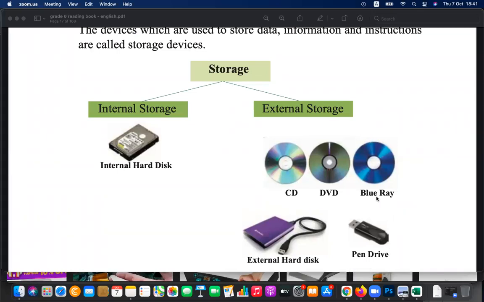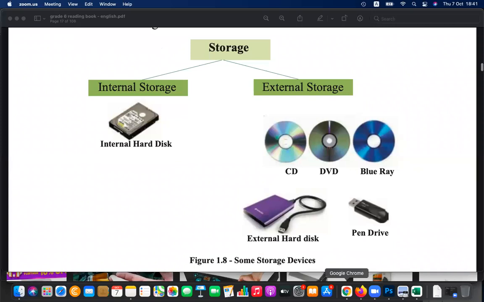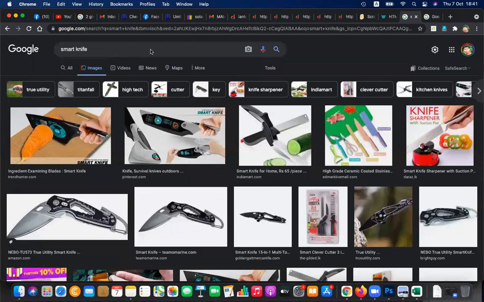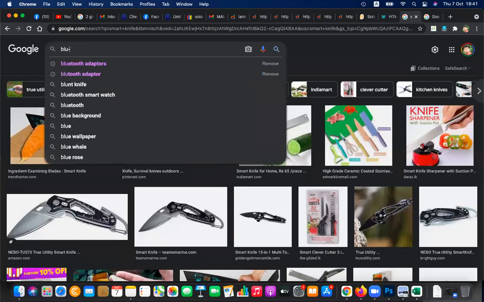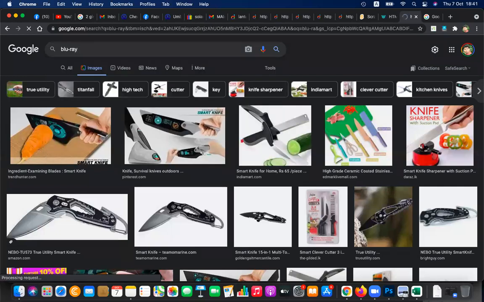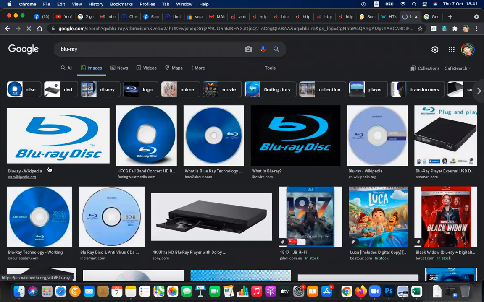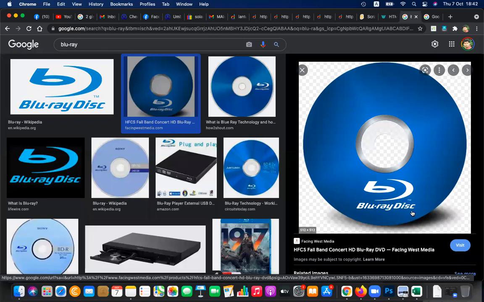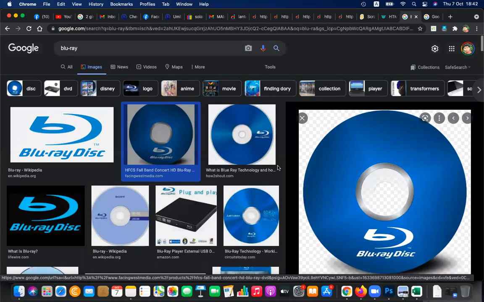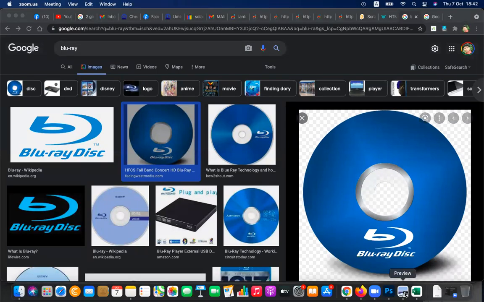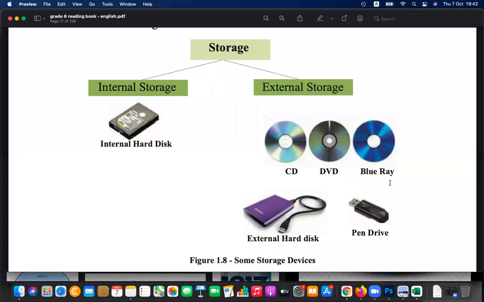Blu-ray, I think the spelling is wrong. It is not blue color ray. The correct name is B-L-U-R-A-Y. It's not B-L-U-E. Here on the disk you can also see Blu-ray. It is not a blue color ray; Blu-ray is the technology. This is wrong in the book. They have written it with an E. That E you have to cut. That's wrong.